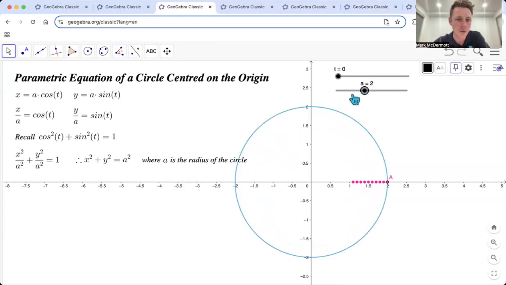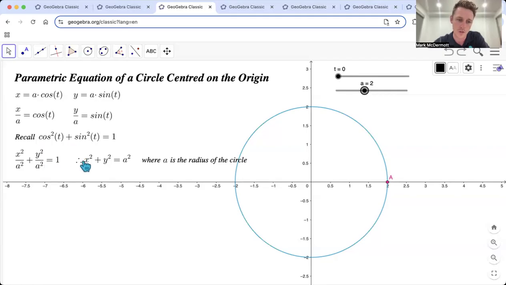And so what we could do is say that if we just rearrange this, we get x on a equals cos of t and y on a equals sine of t. And then don't forget the Pythagorean identity, which says that cos squared t plus sine squared t equals 1. And so what we get is x squared on a squared plus y squared on a squared equals 1 if we substitute in cos and sine into that.